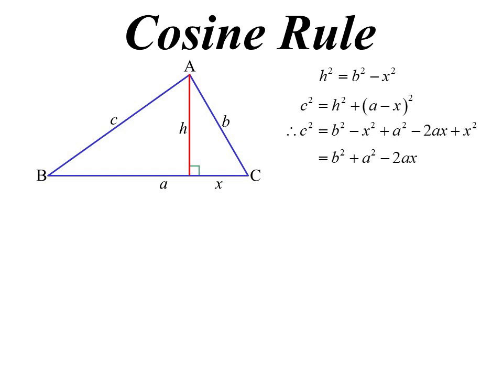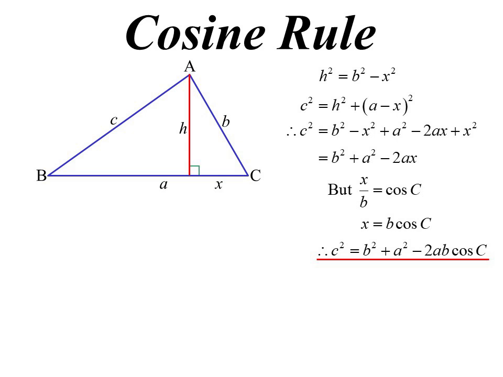Well, hang on, things cancel there. I now have b squared plus a squared minus 2ax. But if I now look at this right angle triangle, I can play around with that and I get actually x is b cos c. Substitute that in and there I have it.